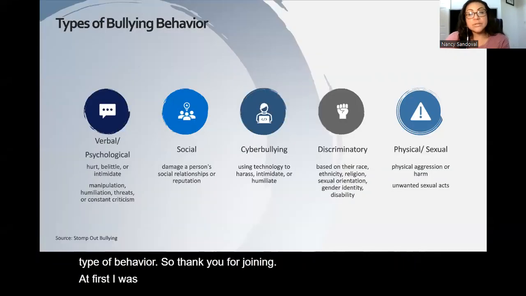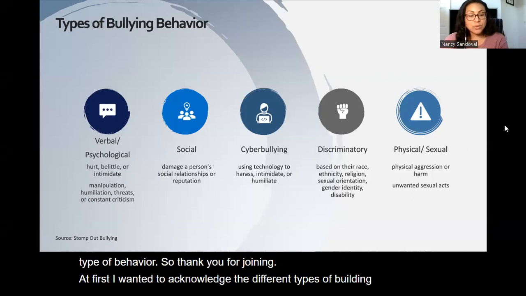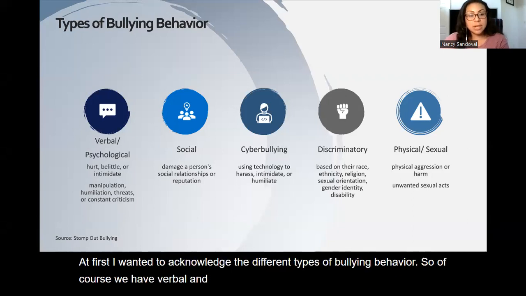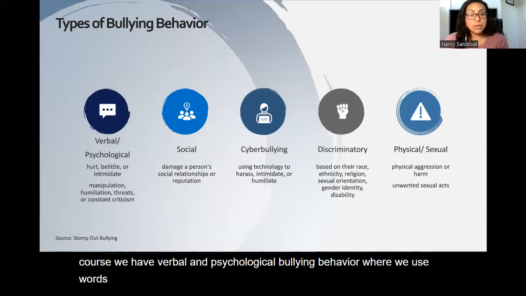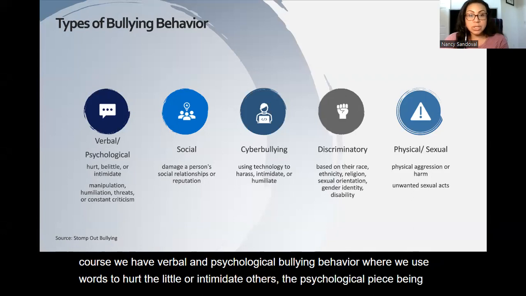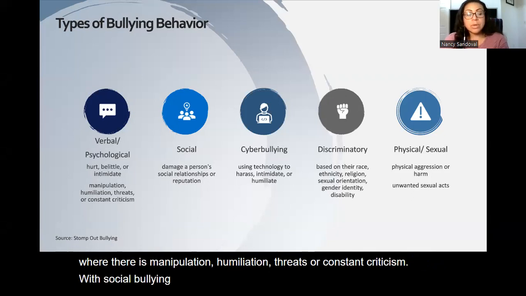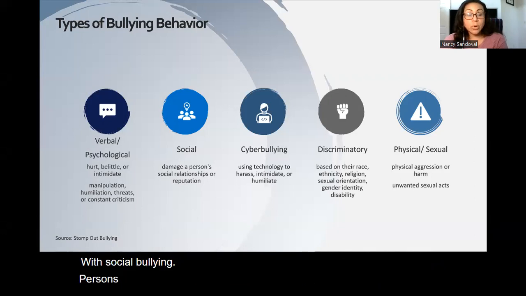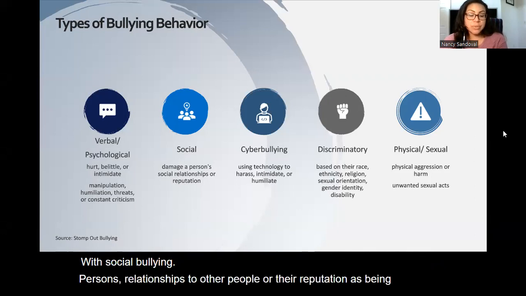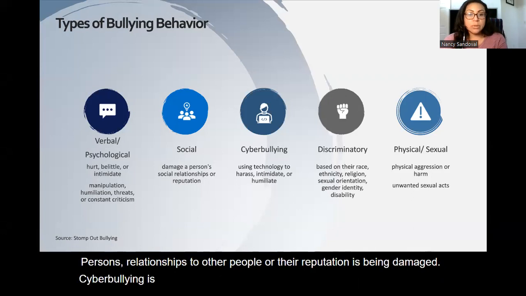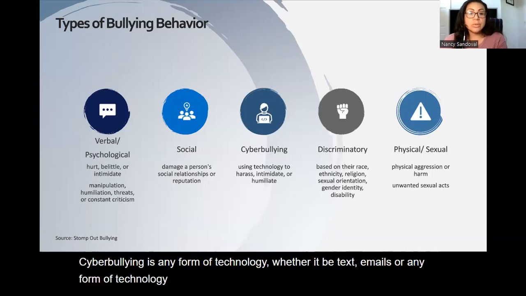First, I wanted to acknowledge the different types of bullying behavior. Of course, we have verbal and psychological bullying behavior, where we use words to hurt, belittle, or intimidate others. The psychological piece being where there's manipulation, humiliation, threats, or constant agency. With social bullying, the person's relationships to other people or their reputation is being damaged. Cyberbullying is any form of technology, whether it be text, emails, or any form of technology used to harass, intimidate, or humiliate them.